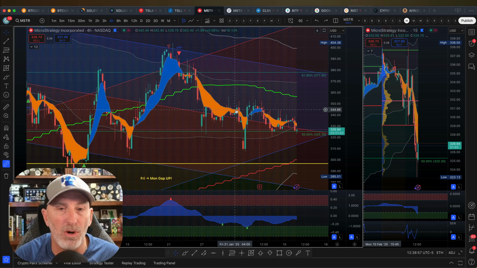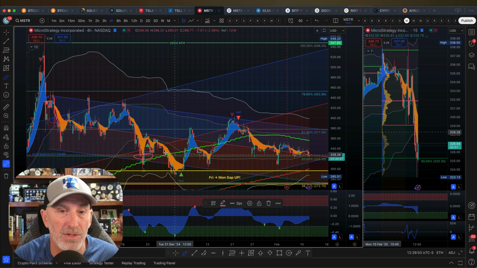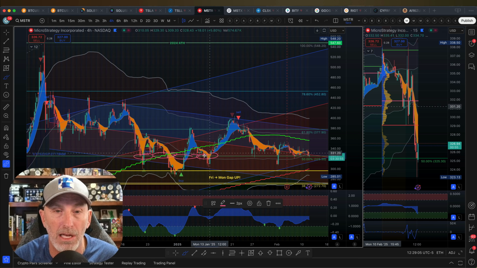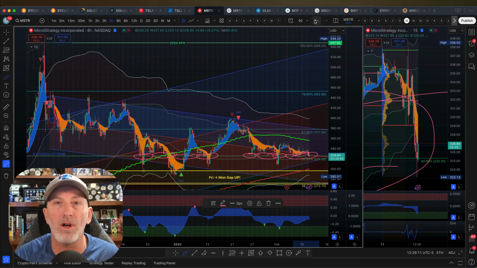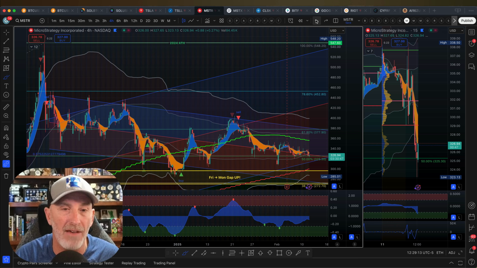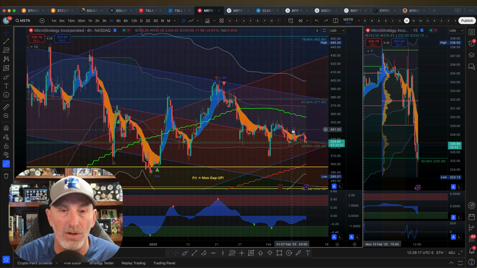Right now, strong support is right here at this 325 level. You can see how many times we bounced on it over and over again. Just multiple times along the way, we've been skidding along that 50% fib level or $325 range.